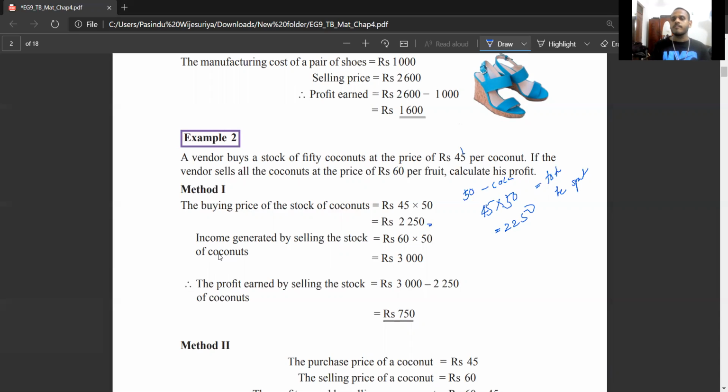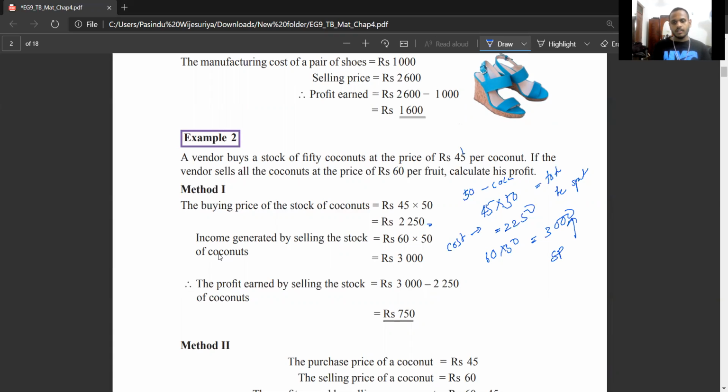Then income. If he sells each coconut he bought for rupees 45 for 60, he's having a 15 rupee margin from each coconut, and then that is 60 into 50. So he uses 2,250 rupees to buy coconuts, and he sells it for 3,000. So this is the cost, this is the selling price.